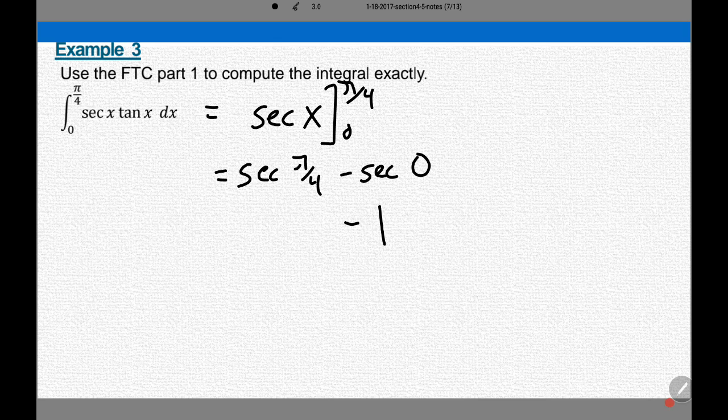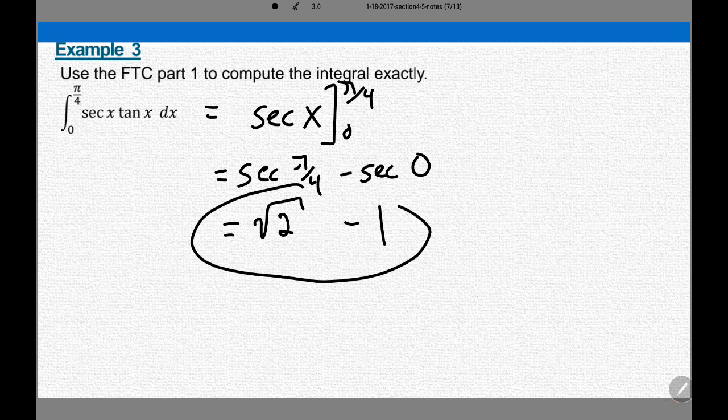Secant of pi over 4. Cosine of pi over 4 is the square root of 2 over 2, so secant of that would be 2 over the square root of 2, and if you rationalize that, you end up with the square root of 2. And actually, in this case, since the square root of 2 is irrational, that's my answer. So the area between secant of x, tangent of x, and the x-axis between 0 and pi over 4 is exactly square root of 2 minus 1.